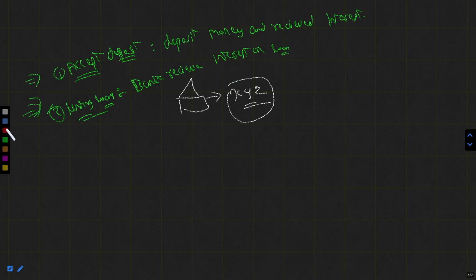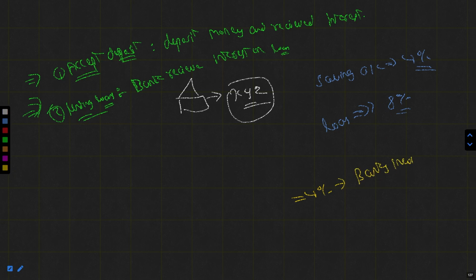We had also discussed this as the income of the bank. Suppose on a savings account the bank provides 4% interest, and on loans it charges 8% interest. So the excess 4% will be the bank's income. This is the very basic thing which we had discussed already. Now, let's try to figure it out.